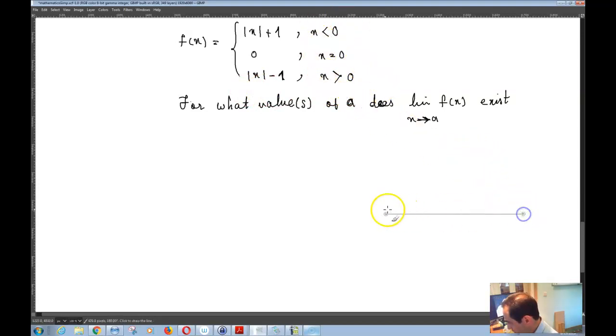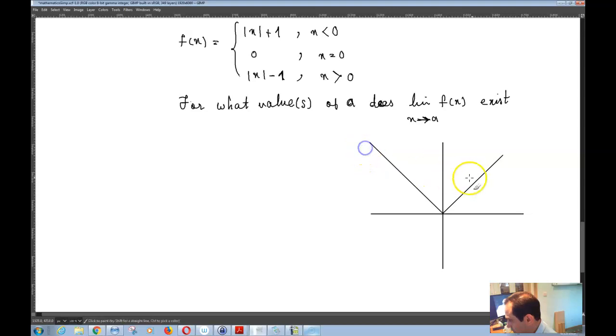So if I graph this function, for x less than 0, I have the absolute value of x plus 1, meaning that the absolute value of x would be this function over here, and the absolute value of x plus 1 would be the same function moved up 1 unit on the y-axis. So it would be basically this function over here.